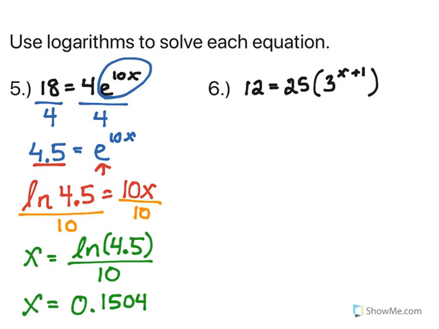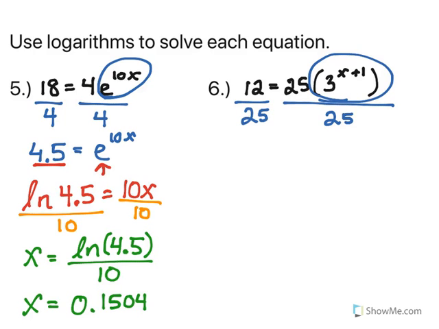But this next one will most likely require it because I don't see a base e and I don't see a base 10 anywhere. Okay, so again, the first thing I want to do on each of these problems is isolate the exponential piece. Looking at this, this is the exponential piece, so that's what I want to be by itself. So I'm going to divide by 25 on both sides to start off.